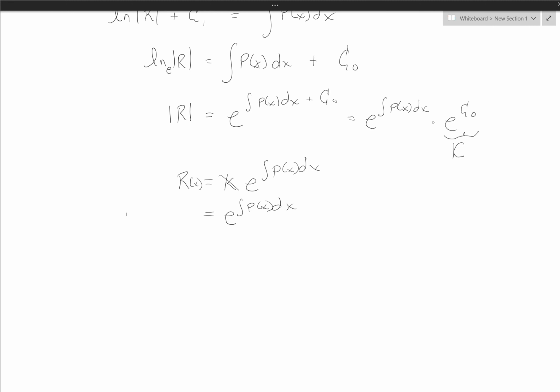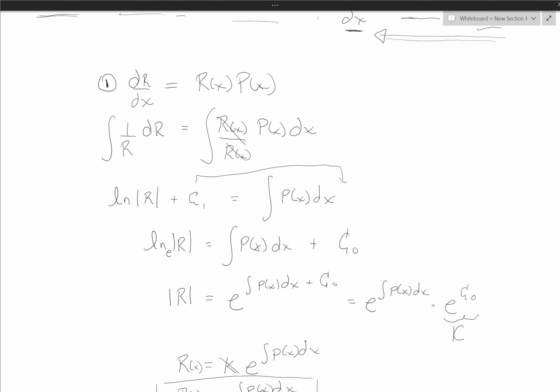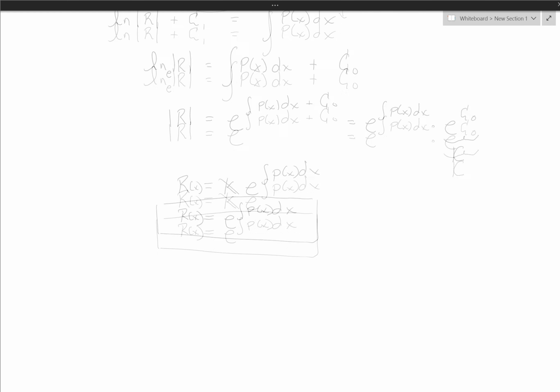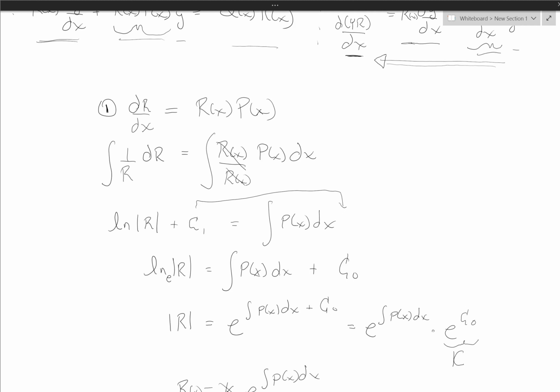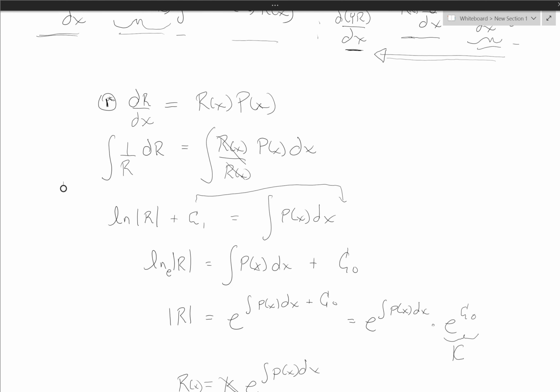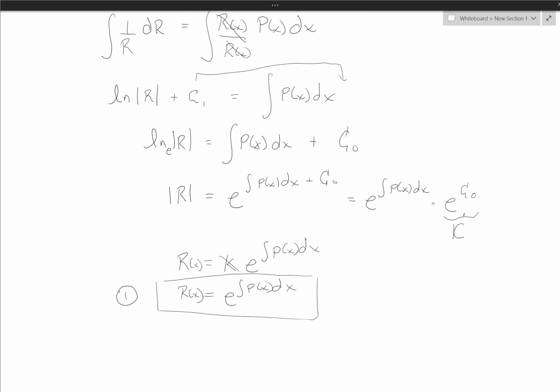So at the end of the day, look, we now have this first equation. This is equation number 1, which is the solution. We can call it 2, or we can call it whatever we want. We can say this is basically the solution to the differential equation here. Okay, we'll call this 1 star.